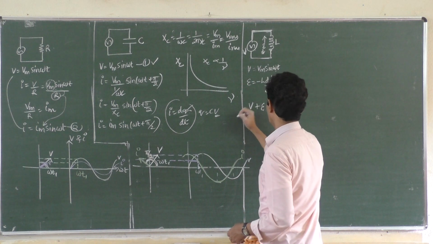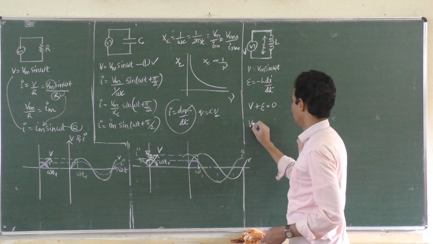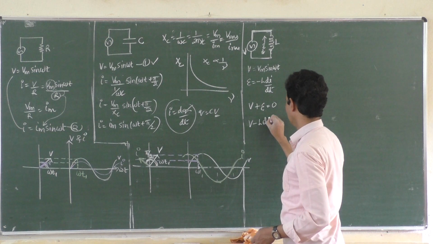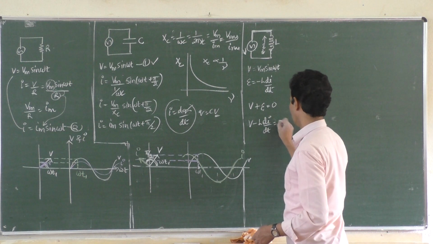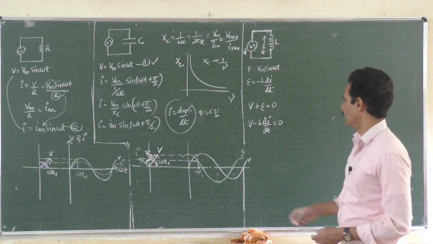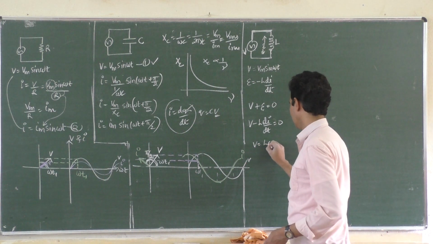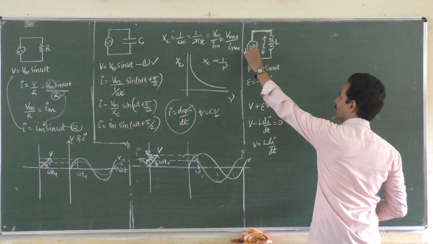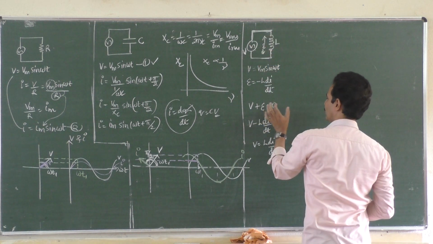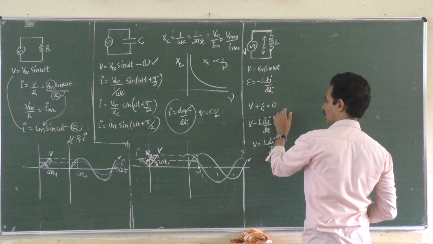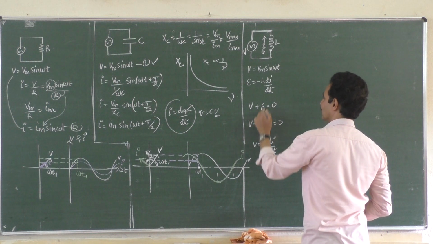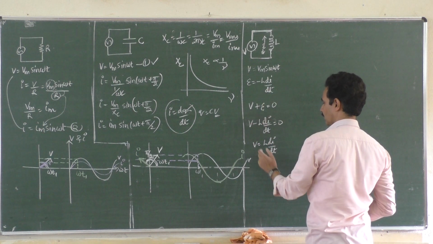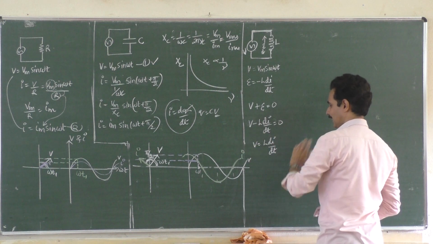Now what is E? Substituting, V minus L di by dt is equal to 0. Am I right? V is equal to L di by dt. Hope you are following, right? So the applied voltage and induced EMF, their sum must be equal to 0, the algebraic sum of the potential drops. V plus E, but E is minus L di by dt, equals 0. Bring this to the right hand side: V equals L di by dt.